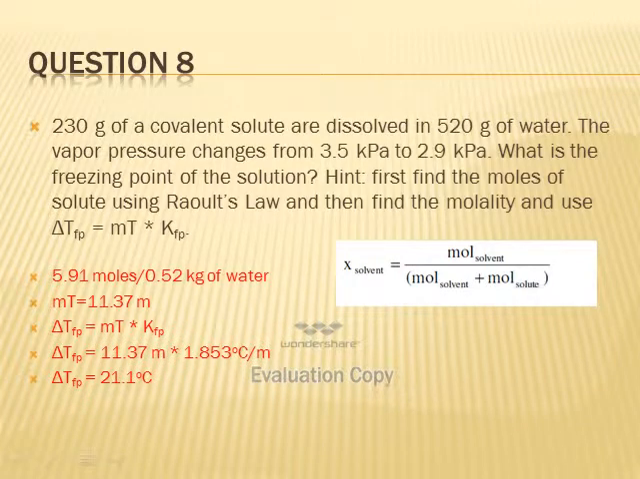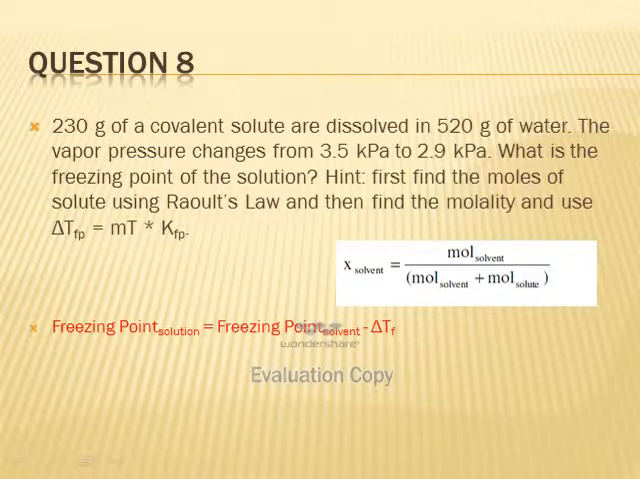The last part is to figure out the freezing point of the solution. We just calculated the delta T and we know the freezing point of the pure water. Freezing point of solution is freezing point of solvent minus delta TF. So it's just 0 minus 21.1 degrees Celsius, which equals negative 21.1 degrees Celsius. We are done with ChemQuest problems, but we still have 5 more to go, because we still have 5 more problems for skill practice.